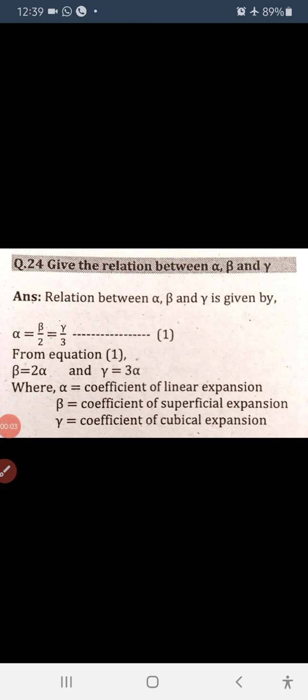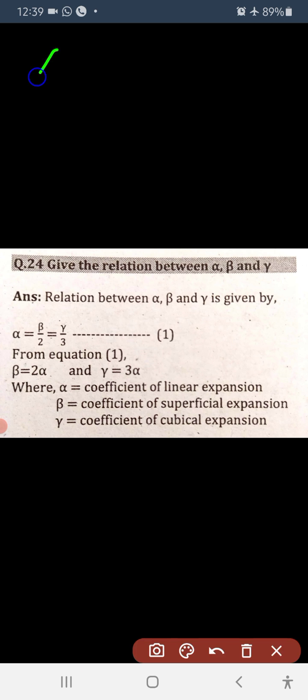Hello friends, yesterday we have seen three coefficients: alpha, beta and gamma. Alpha is related with linear expansion, so it is called coefficient of linear expansion. Beta is related with areal or superficial expansion, so it is called coefficient of areal or superficial expansion. Gamma is related with volume expansion, so it is called coefficient of volume expansion or coefficient of cubical expansion.